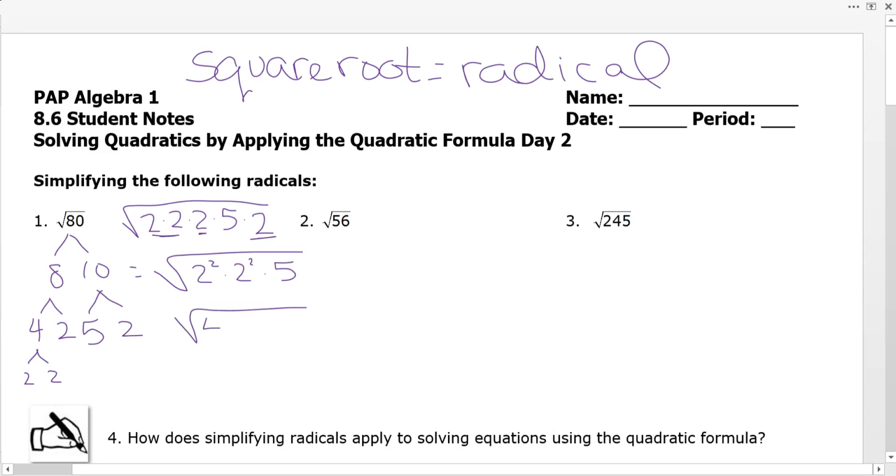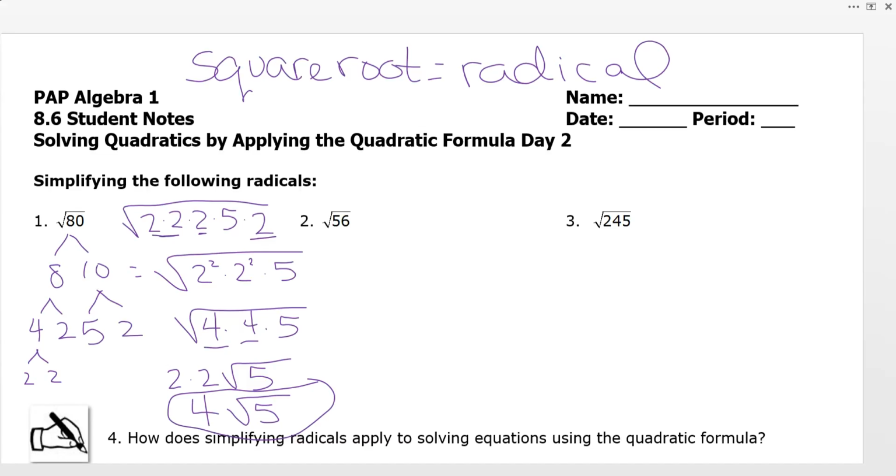I could also write it like this: 4 times 4 times 5. Square root of 4 is 2, and the square root of this 4 is 2. So I'm going to end up with 2 times 2 times the square root of 5, which is 4 times the square root of 5, which would be my answer. So I've simplified my radical, my square root, but it's not a perfect square, so I end up with a remainder underneath the radical sign. If it was a perfect square, there wouldn't be anything left under the radical sign and it would be gone.